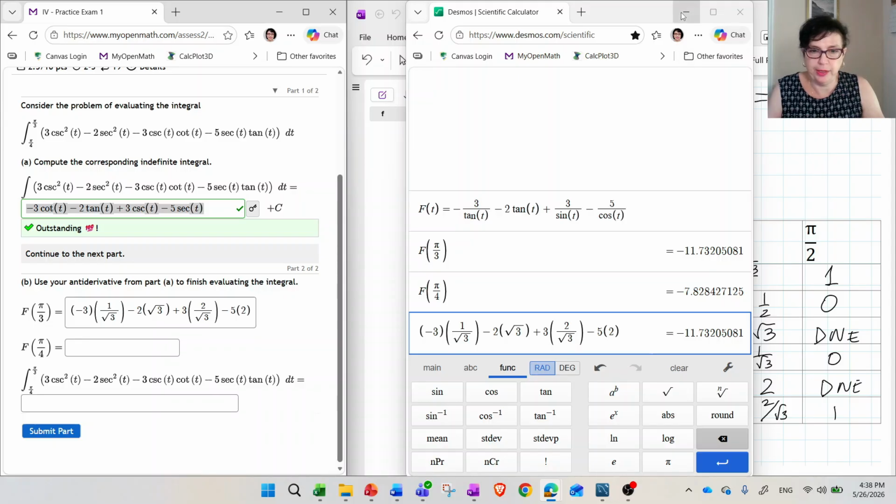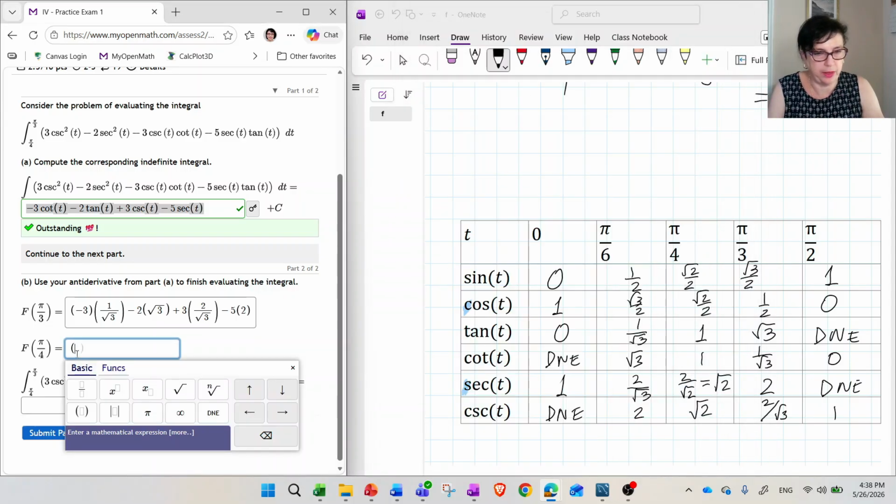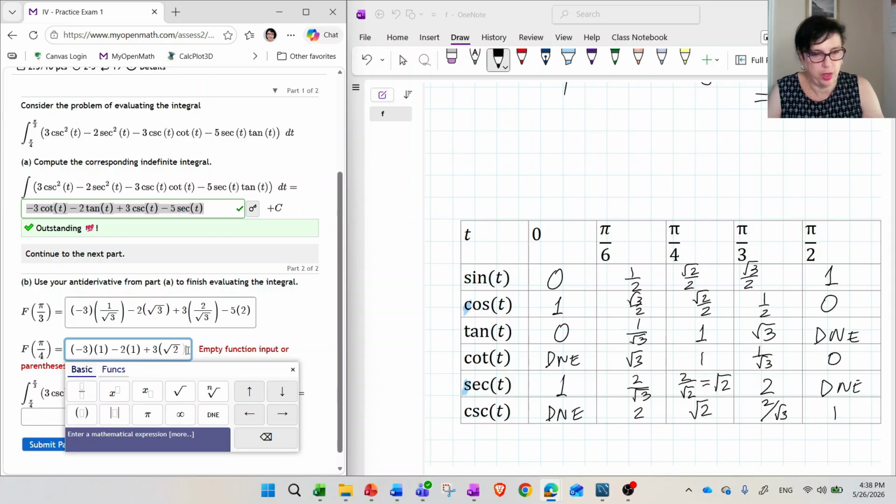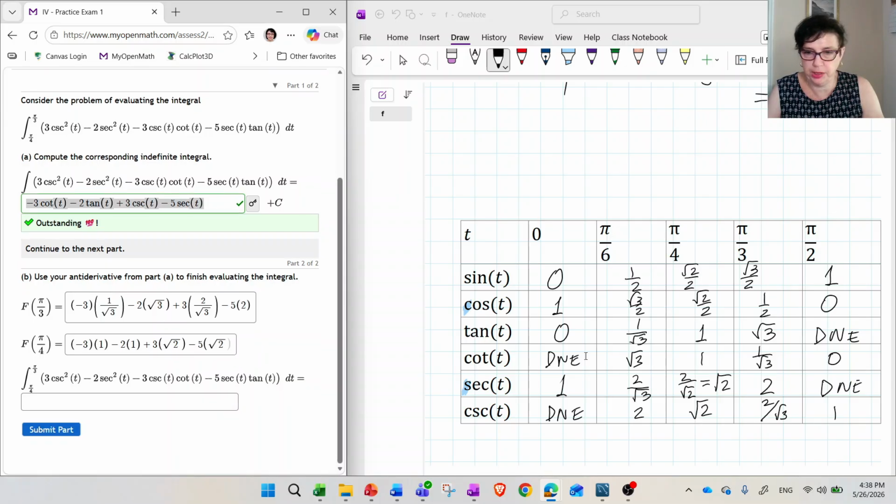Okay. Now, let's do exactly the same thing with pi over 4. Okay, so we got negative 3. Now we have to multiply by cotangent of pi over 4. Well, cotangent of pi over 4 is 1. Okay, then tangent of pi over 4. Well, that's also 1. Then we got plus 3 multiplied by what? Well, we have cosecant of pi over 4, and that is square root of 2. Okay, minus 5, and then we have secant of pi over 4, and secant of pi over 4 is square root of 2. Okay, so it looks like cosecant and secant are the same at pi over 4, right? They're both square root of 2.